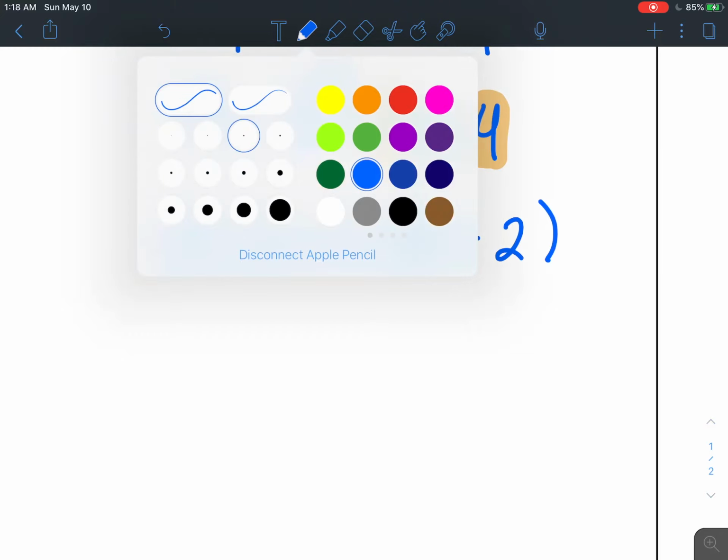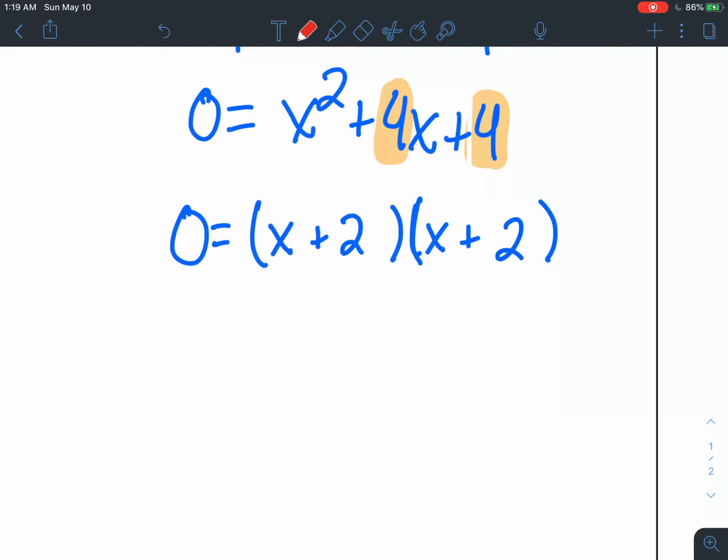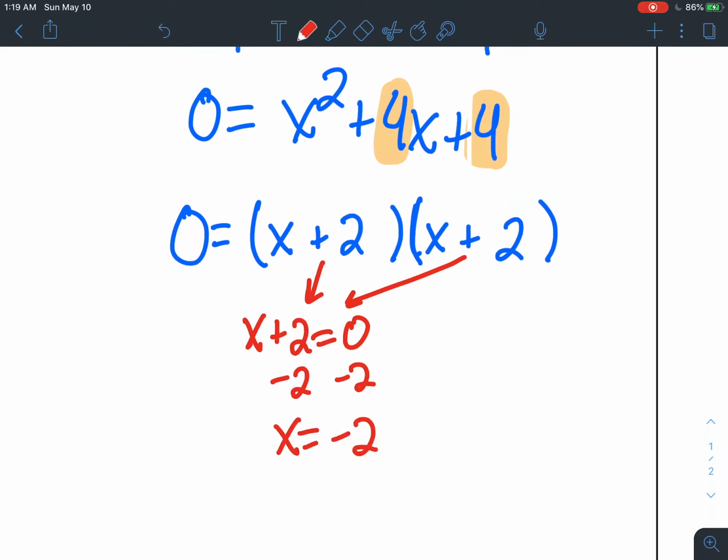So from here, I'll switch my colors for the next piece of the puzzle, because now to solve for x, I'm just going to set my parentheses equal to 0. Now we can see the parentheses are the same, so we're only going to get a single x value, which is fine because it makes less work for us. Minus 2, and we get that x is negative 2.